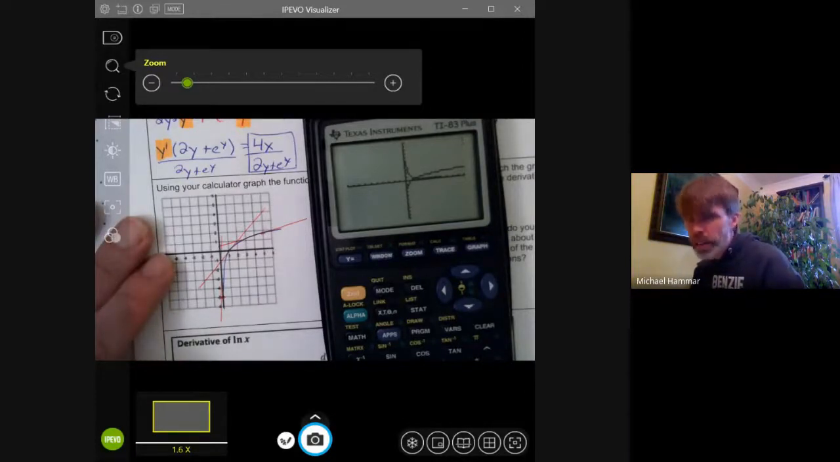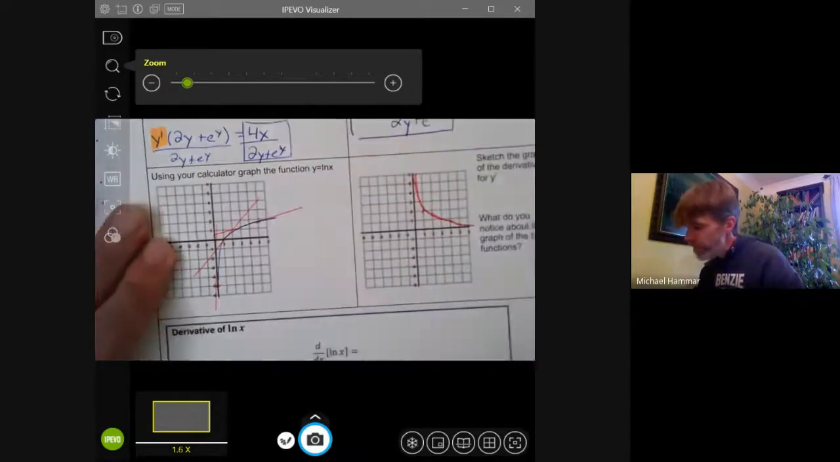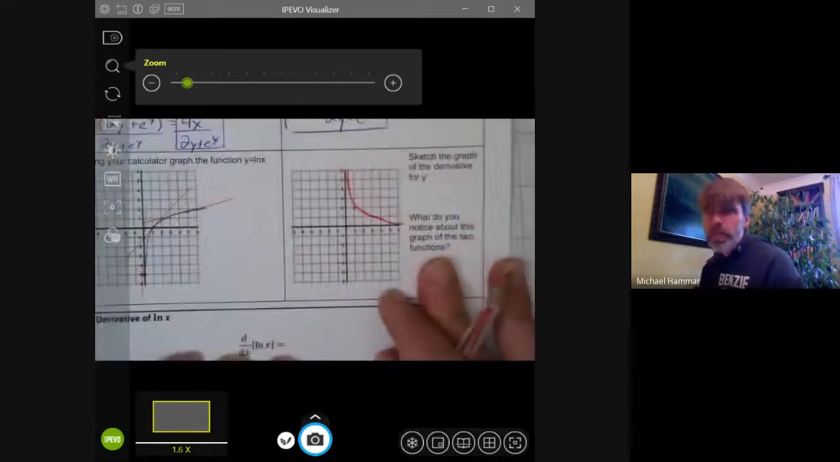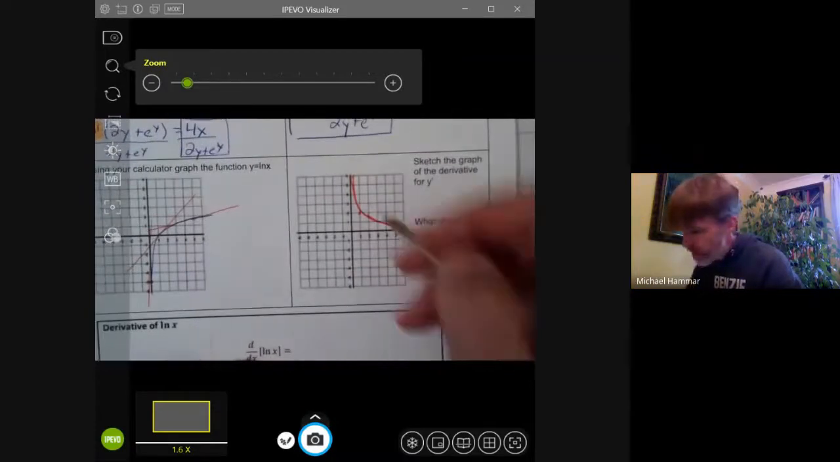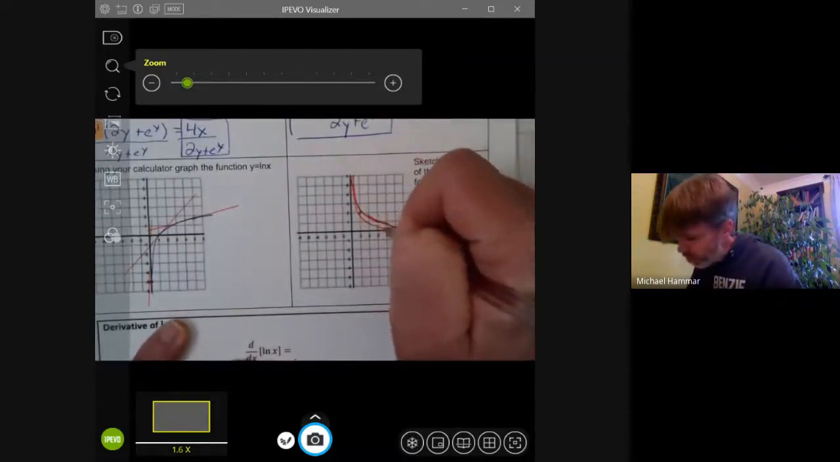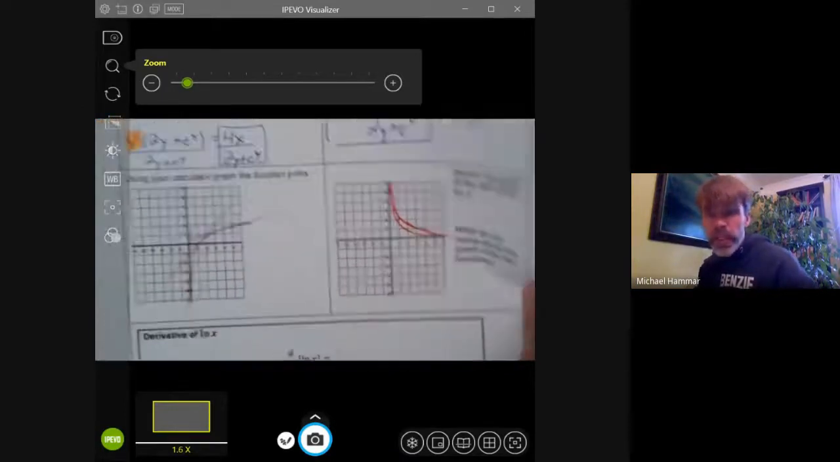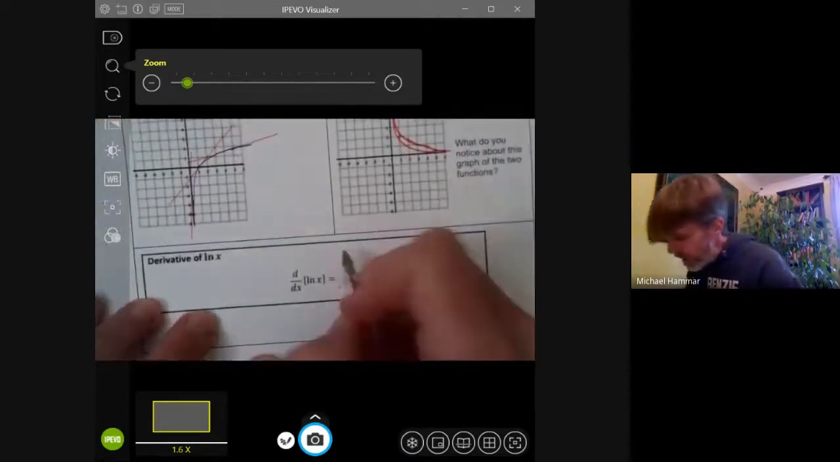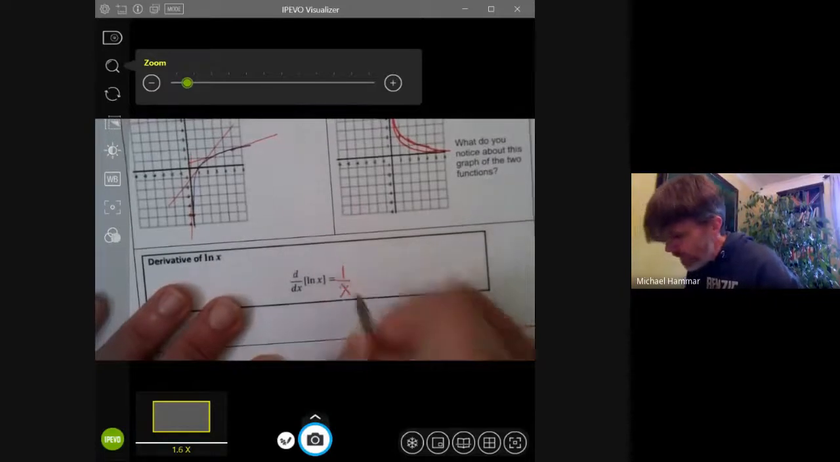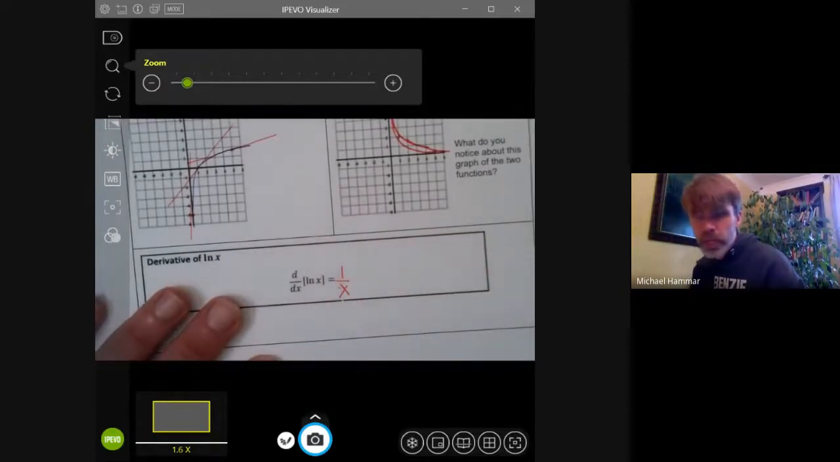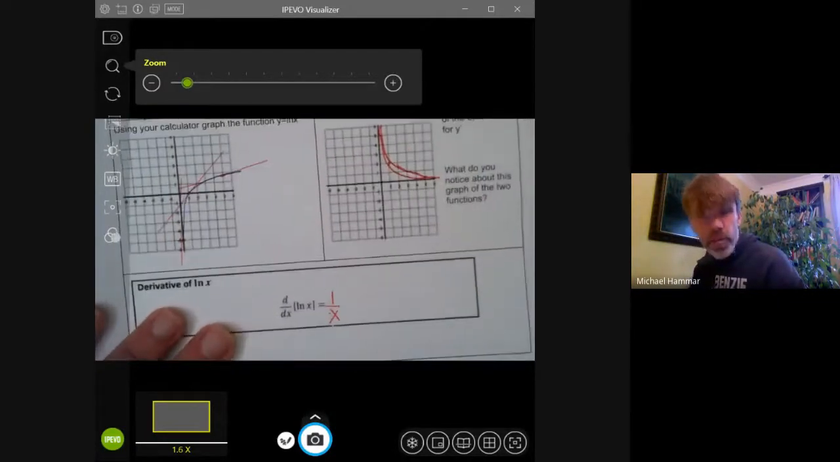Now if you notice, this second one comes in from the top and it goes straight down and gets closer and closer to 0. This is a very similar graph to something we have seen in the past. It does come down, and mine's a little wonky there, but it comes down and looks like that. This is actually the graph of 1 over x. It's the graph of the reciprocal.